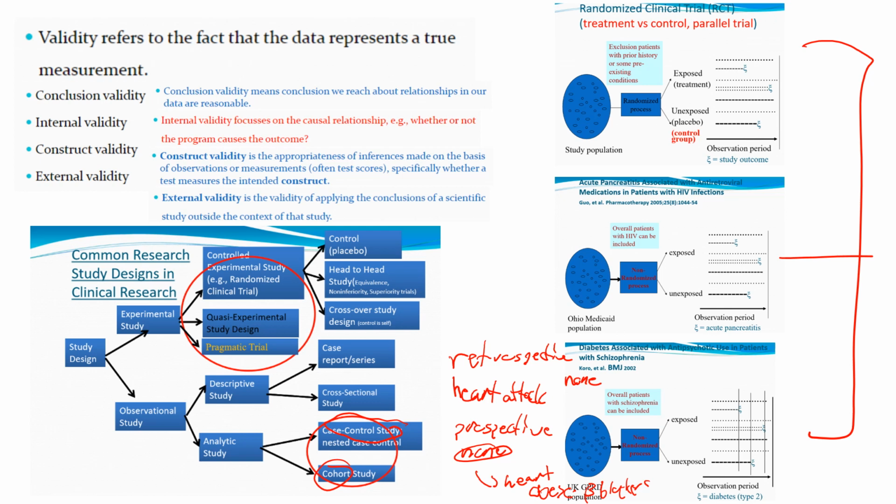Nested case control, which is more of what I described before, is a combination of the two. This study is a little bit of both, a little bit prospective and retrospective, because you start with people, similar to just case control, that have had a heart attack.